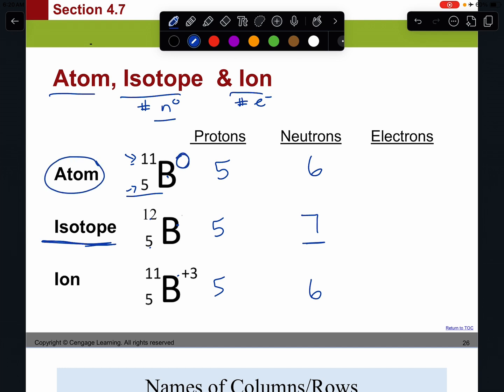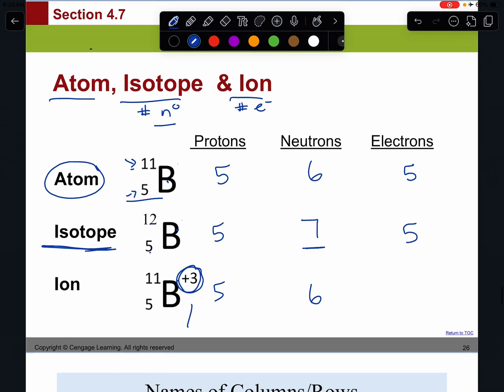If it is an atom and there is nothing written right there, we know that to be neutral. So therefore, it is the same as the number of protons. This also has nothing here, right? So therefore, same number. Now, this is an ion.